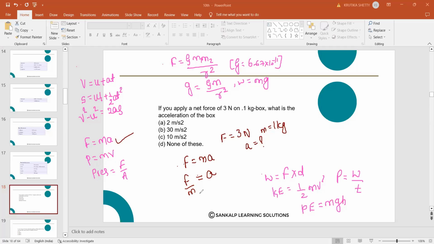So substitute the value of force here. The value of force is given as 3 Newton. Then mass is given as 1 kg. Therefore, the acceleration. So can anyone of you tell the answer? They have given A, B, C, D. Which one will it be? Tell me.